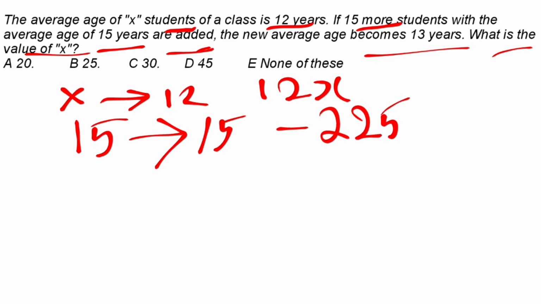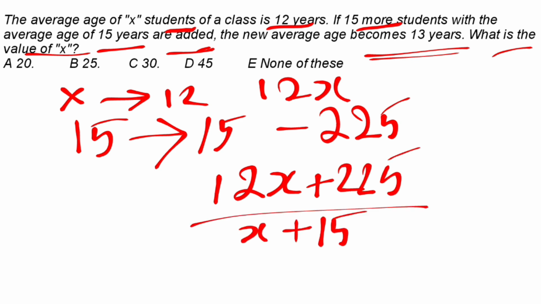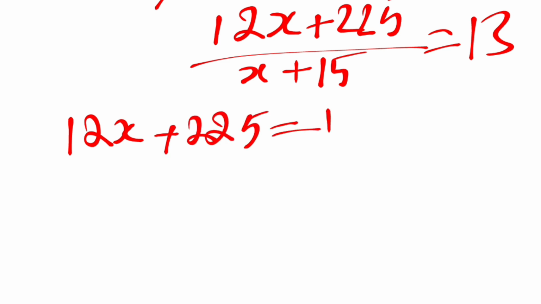So total value is 12x plus 225. X students plus 15 more students are added, and that average becomes 13 years. So 12x plus 225 is equal to 13 into (x plus 15), that is 13x plus 15 into 13, which is 195.